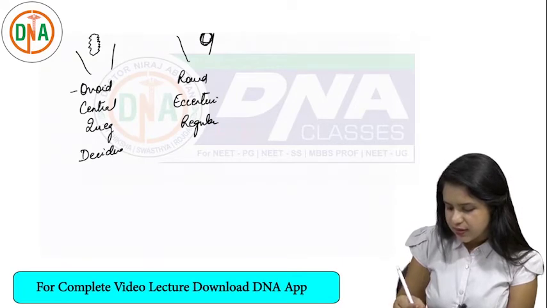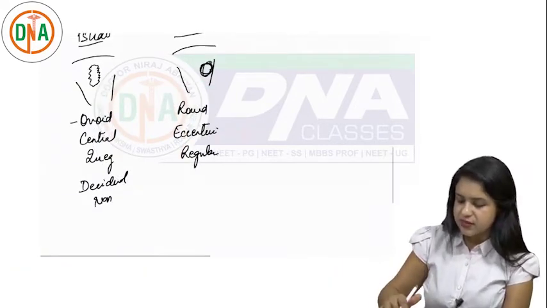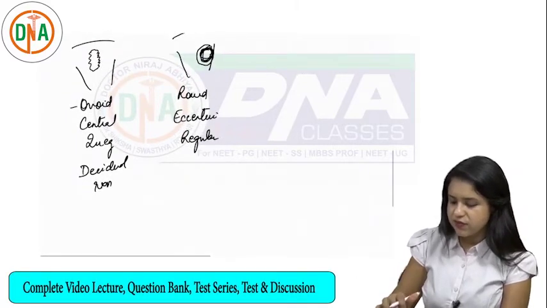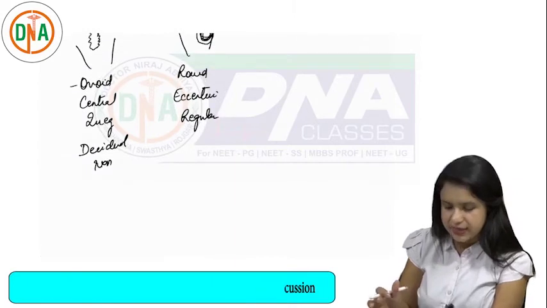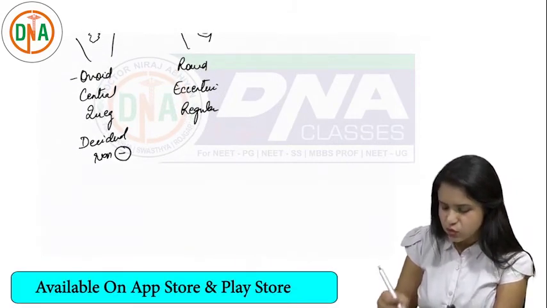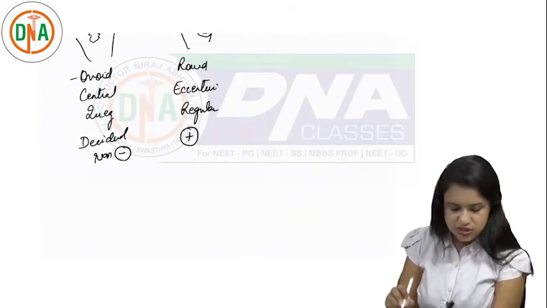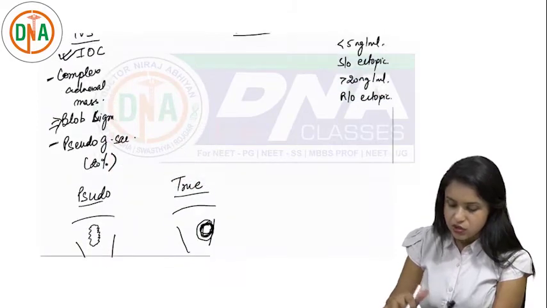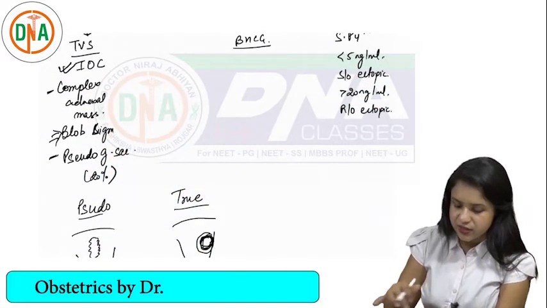Decidual reaction, like when there are two rings. This is the decidual reaction, in which decidua capsularis and parietalis play a role. So decidual reaction is absent in pseudo but present in true gestational sac. Okay, so this is one finding on TVS.